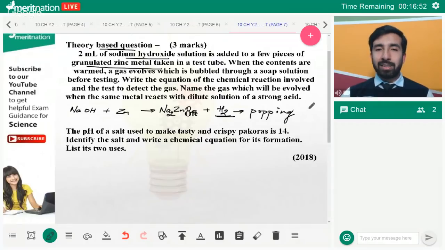That is part of your metals and non-metals. We'll be discussing that in the next session. Exactly. So this would be a test for your hydrogen gas.